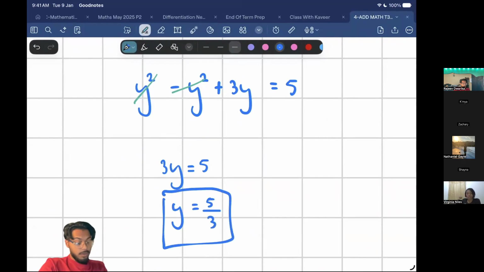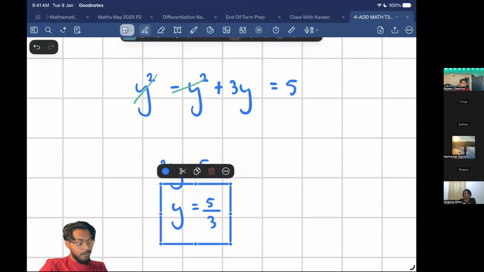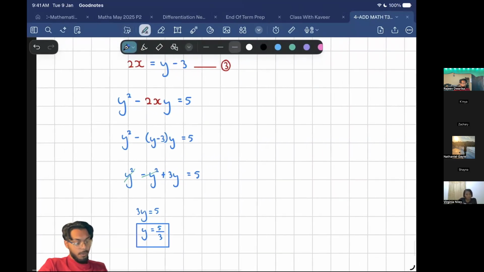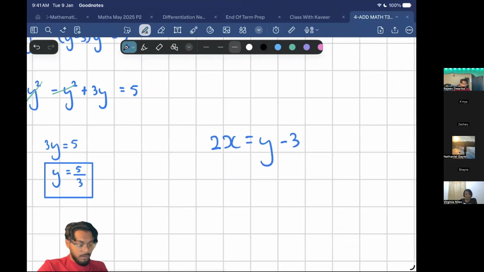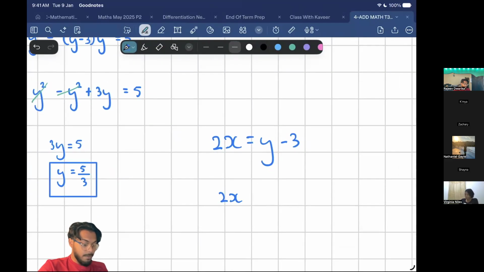So now that we know what one unknown is, we could find the other unknown. You could plug that into any equation, either 1, 2, or 3. Which equation do you all want to plug y into? The third one. Third one, no problem. So the third equation said 2x is equal to y minus 3. So we could find 2x first. So we know what y is. What's y? 5/3. What's 5 over 3 minus 3? Minus 4/3.